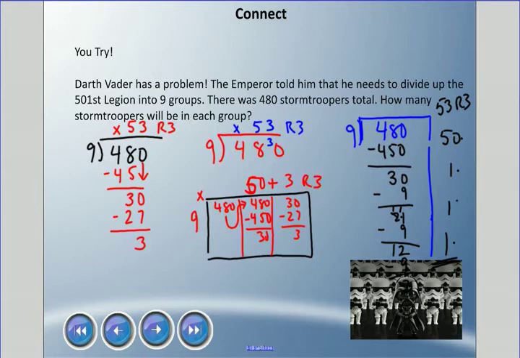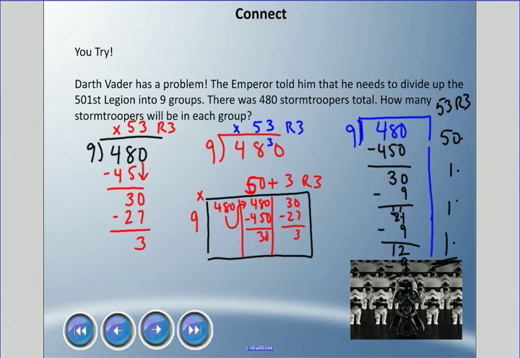Okay, so you may not be Darth Vader. You may not have to divide stormtroopers into 9 equal groups, but you can see here that in life you might have to divide things into equal groups, and eventually you're going to learn how to divide larger numbers. And here we have a number in the hundreds, all the way up to almost 999. You need to be able to divide that into equal groups.